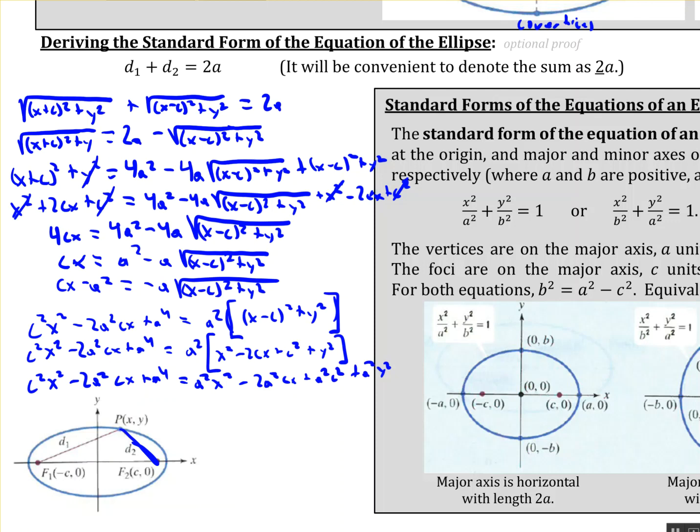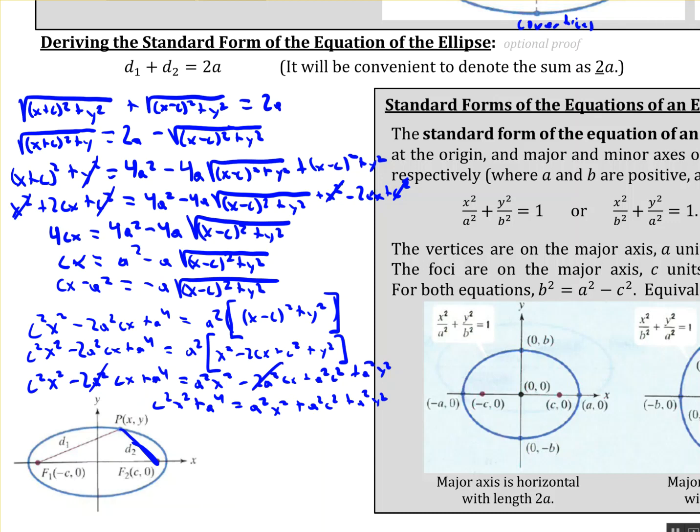Now I have minus 2a squared cx on both sides, so I can add those to both sides and take care of that. So I got c squared x squared plus a to the fourth equals a squared x squared plus a squared c squared plus a squared y squared.